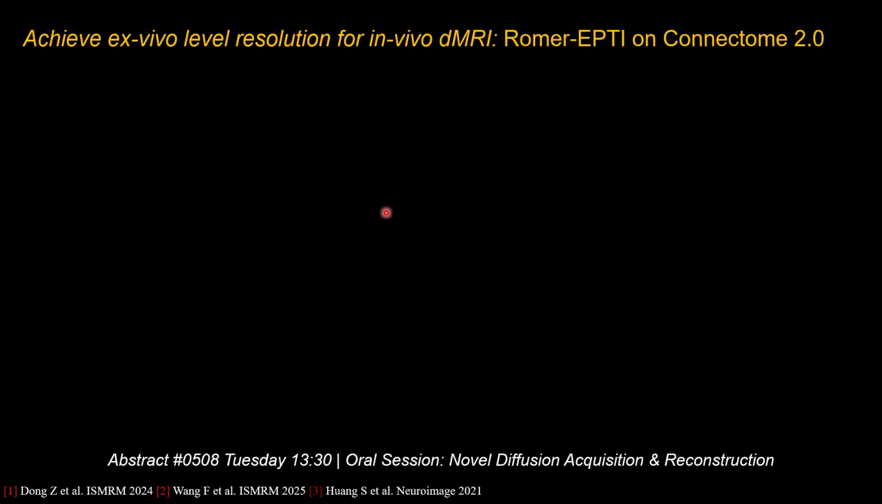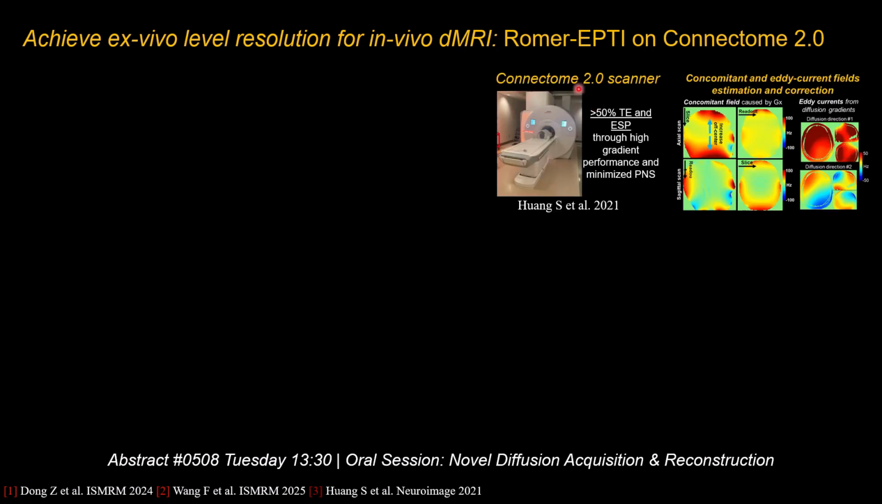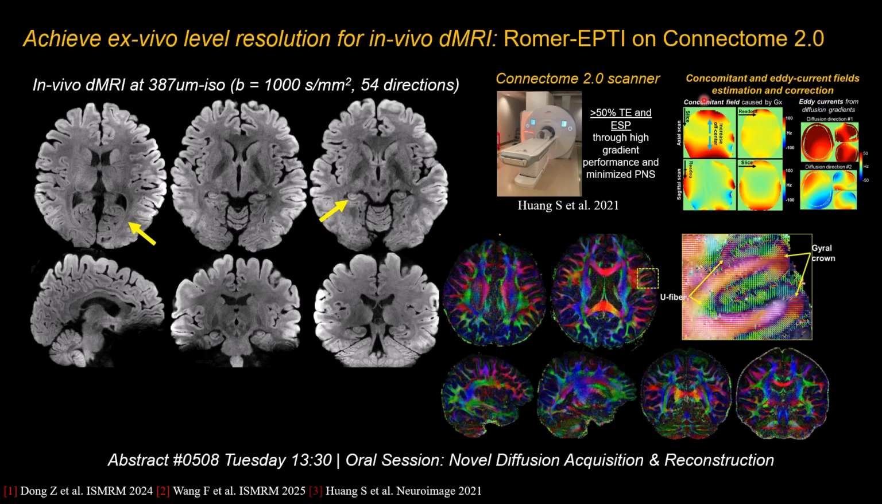Finally, I'd like to show 3 example potential applications of Romer. First, we further develop Romer-EPTI on the Connectom 2 scanner, where we can achieve shortened TE and echo spacing to get higher SNR gain, and we are able to address the stronger concomitant field and eddy currents within the Romer reconstruction. By combining the advanced hardware and advanced acquisition, we are able to achieve this 387 micron isotropic resolution in vivo, achieving ex vivo resolution for in vivo histology, showing the potential for neuroscientific research of these detailed fibers.